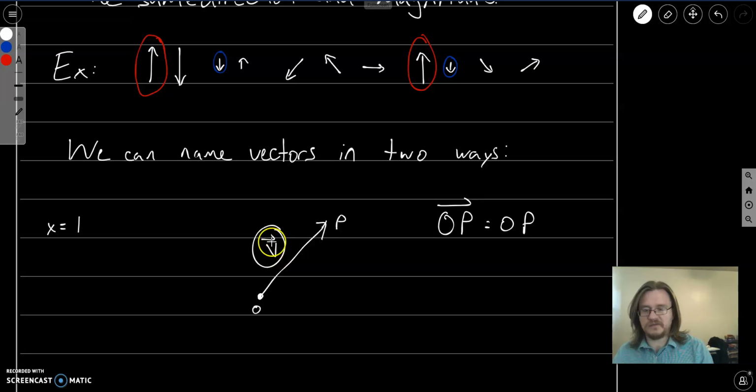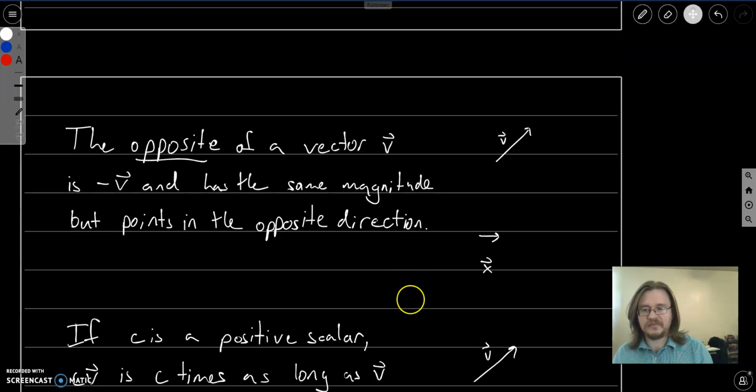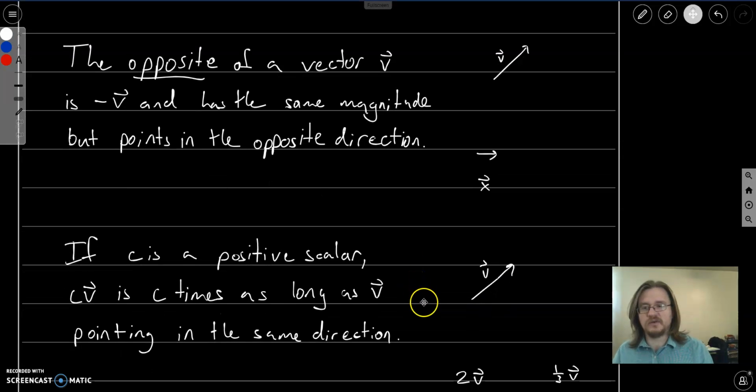So if v is going to be this vector, I can't really draw bold, but you would just have a bold v, and that would be the same thing as when I'm writing, I could just put an arrow above it to say this is a vector and not a scalar. We can name vectors, and there are a few things that we can do with vectors.